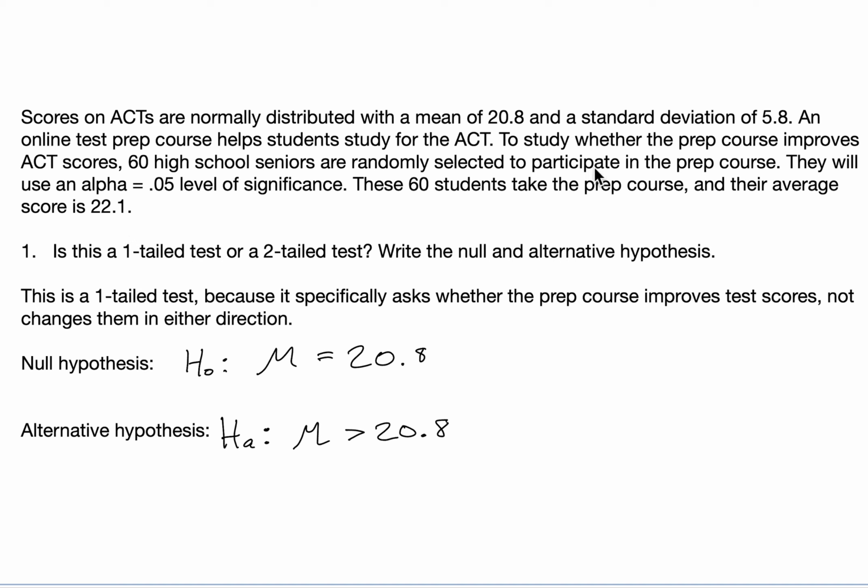And again, we can tell it's a one-tailed test because we're asking whether the prep course improves ACT scores. So that word improves is the piece that tells us that it's a one-tailed test as opposed to just different in one direction or the other. So it's a one-tailed test, and our null hypothesis, H0, is that the mean for people who take this prep course is still the same as that of the general population, is still 20.8. Our alternative hypothesis, because it's a one-tailed test, does the prep course improve ACT scores? Our alternative hypothesis is that the mean is greater than 20.8 for this group.